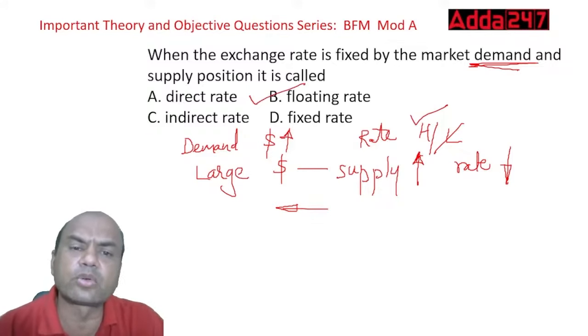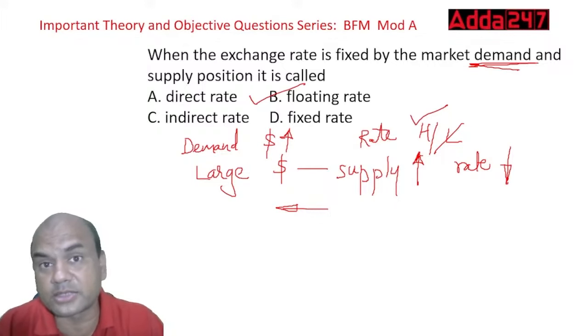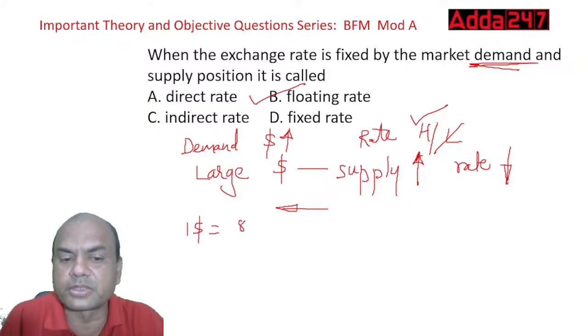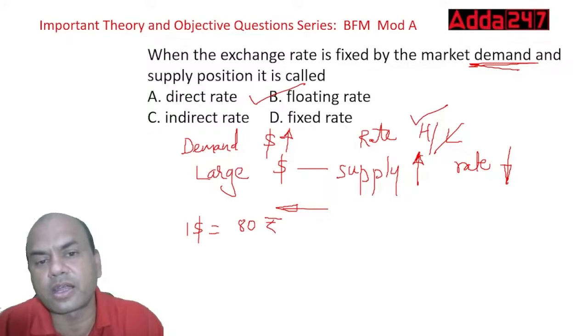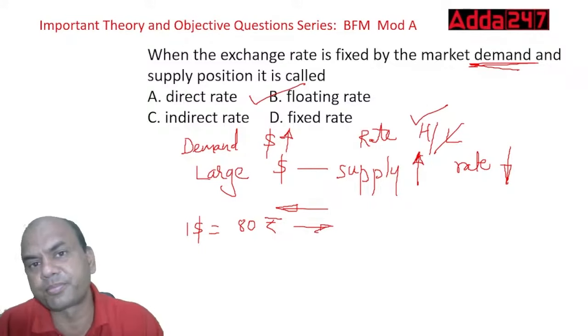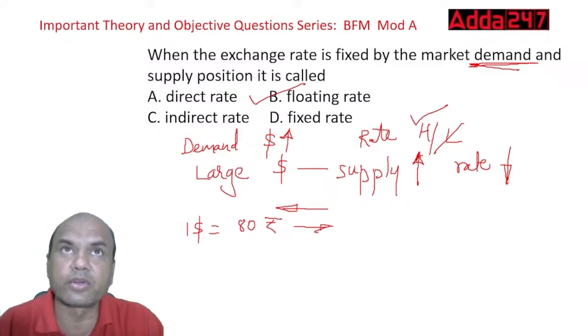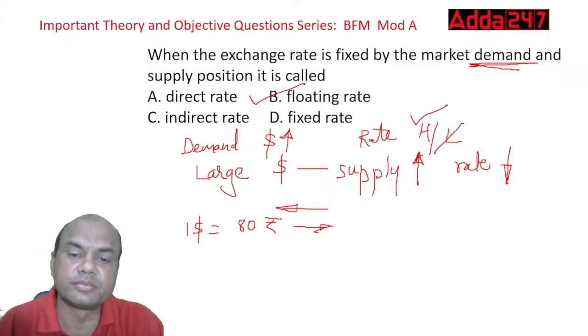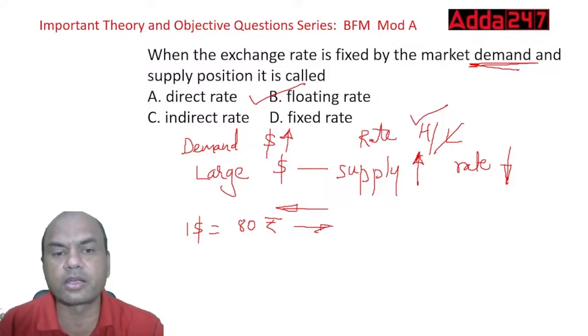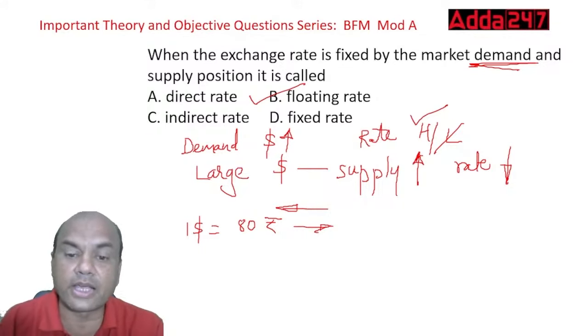Fixed and floating are the two main rates. Direct and indirect rates are also there. What do we use in India? If I say $1 equals 80 rupees, is this a direct rate or indirect rate? Type in the comment section. It is called a direct rate.